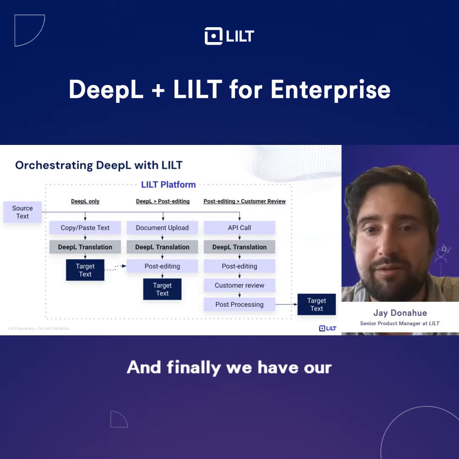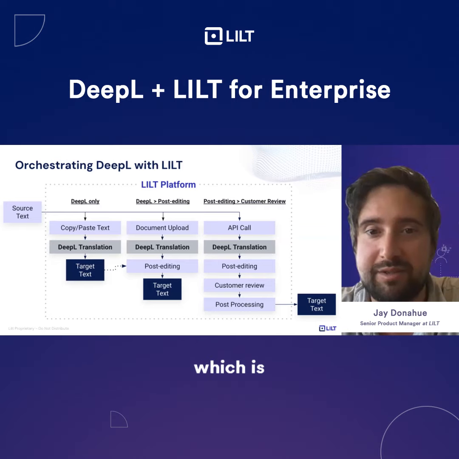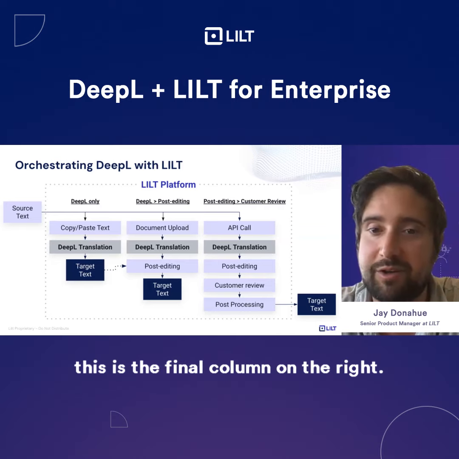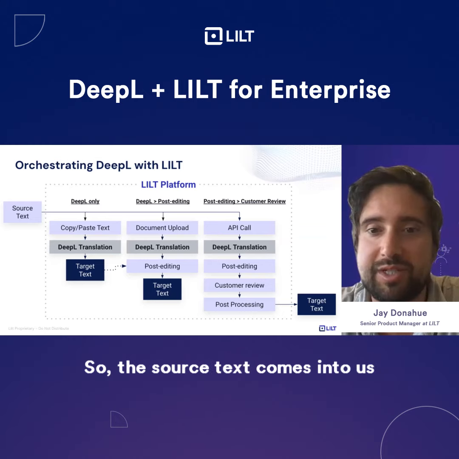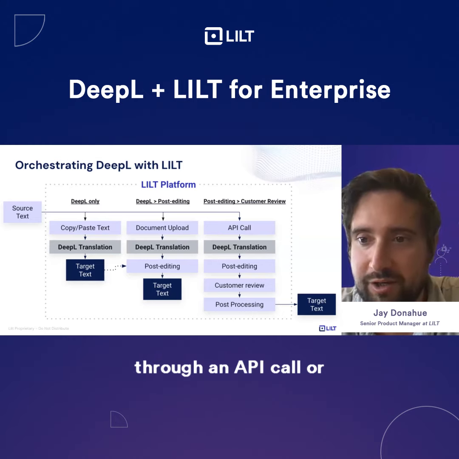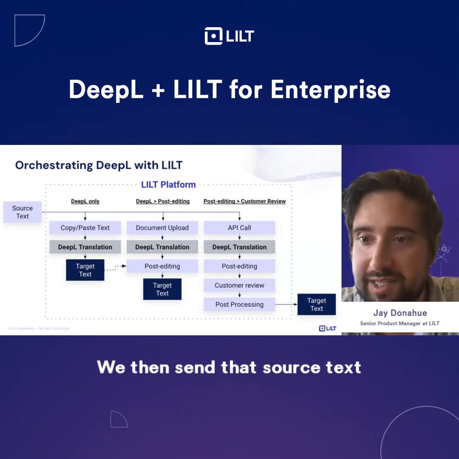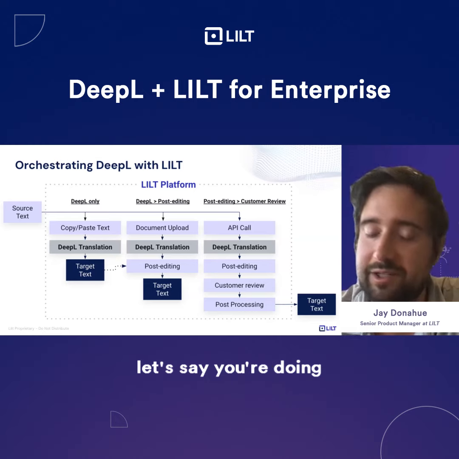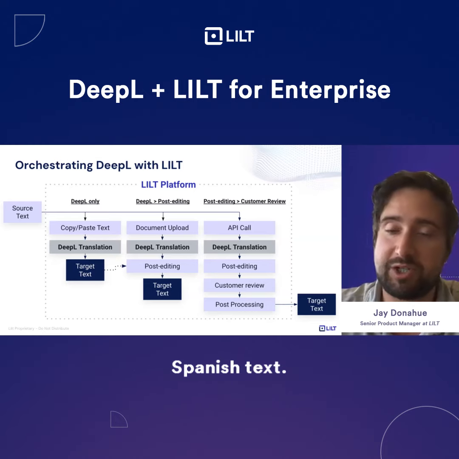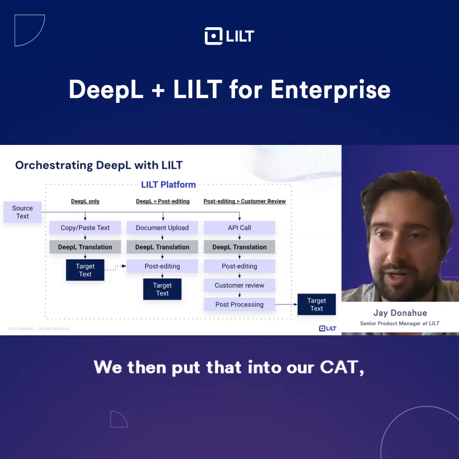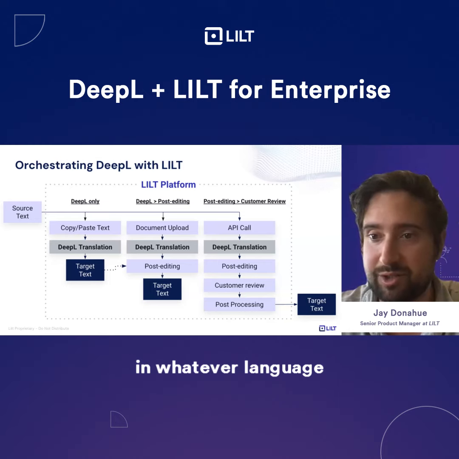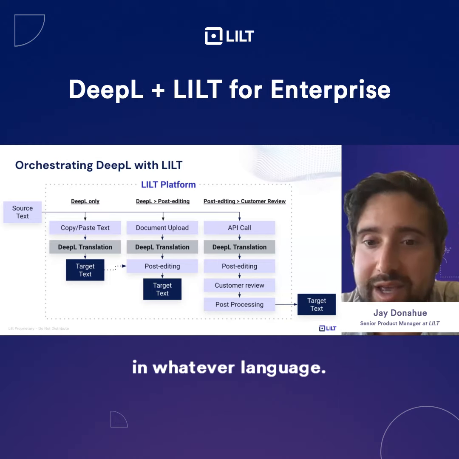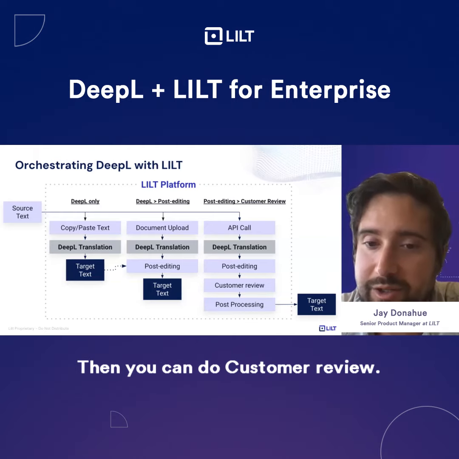And finally, we have our more sophisticated workflow, which is post editing and customer review. This is the final column on the right. So the source text comes into us through an API call or through a connector. We then send that source text to DeepL, specifying what language you want translated. DeepL sends us back, let's say you're doing English to Spanish, they send us back Spanish text. We then put that into our CAT, where we have a source text in whatever language and a target text in whatever language, and we do the post editing. Then you can do customer review.